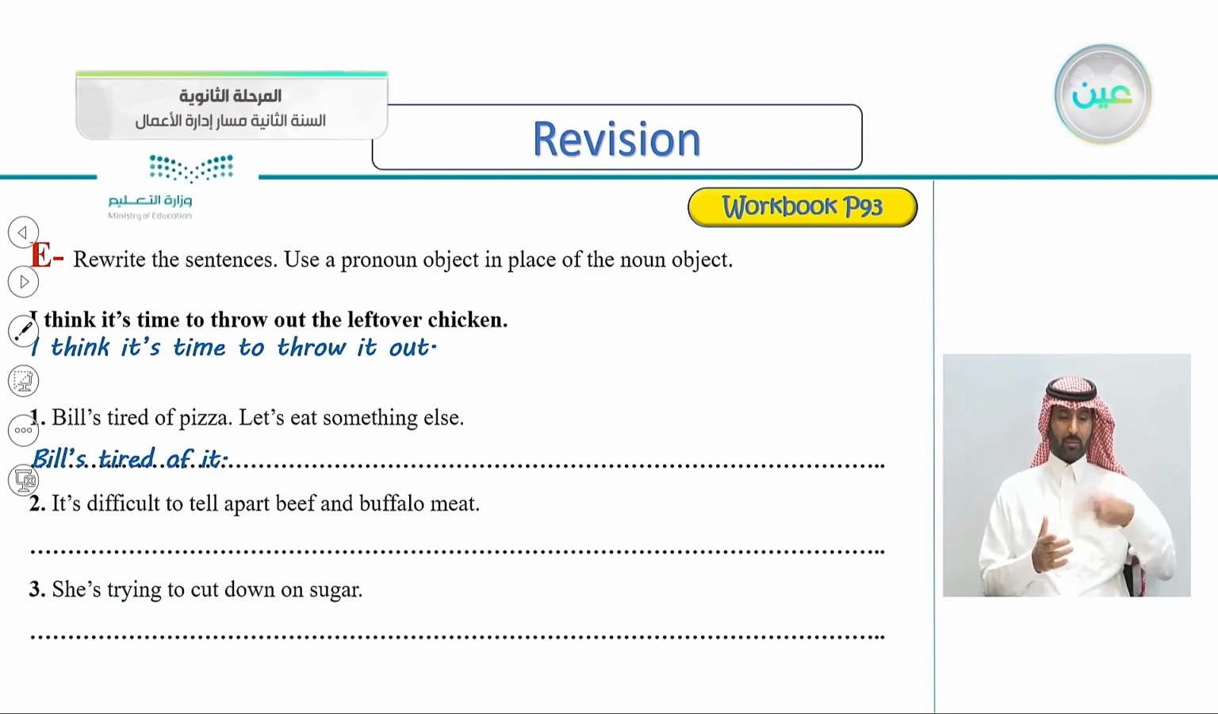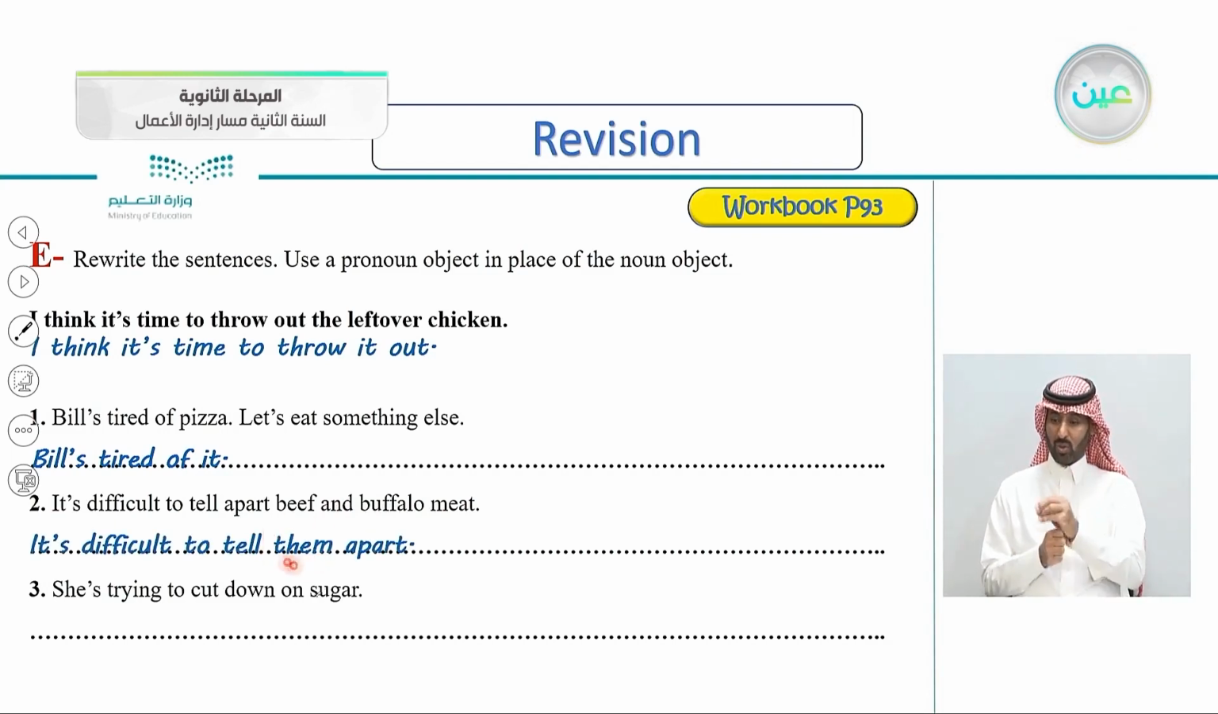Number 2, it's difficult to tell apart beef and buffalo meat. We have two things here. So what do we say here in number 2? Very good. It's difficult to tell them apart. Them, the beef and the buffalo meat.